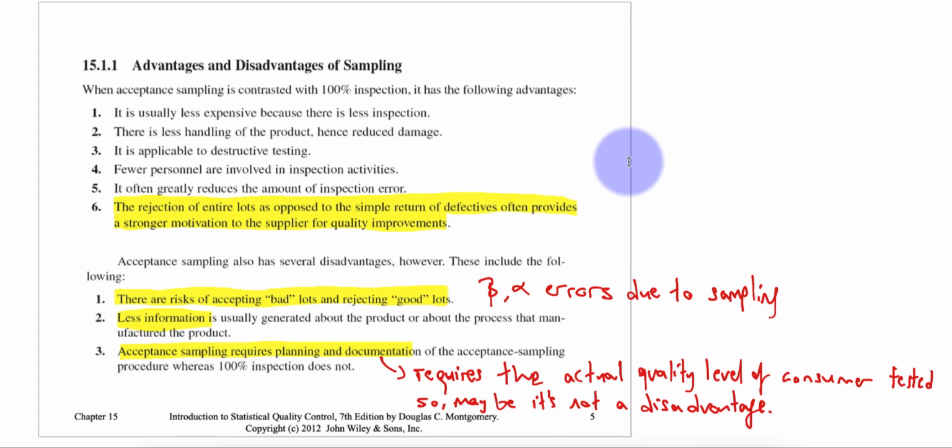Okay, and this is called alpha error in this case when you reject the good lots. And if you are accepting the bad lots, this risk is called beta error. Okay, and these errors are coming from the sampling we are making in the acceptance sampling method. The second disadvantage is we are getting less information on the lot because of the sampling. And the third one is acceptance sampling requires planning and documentation.